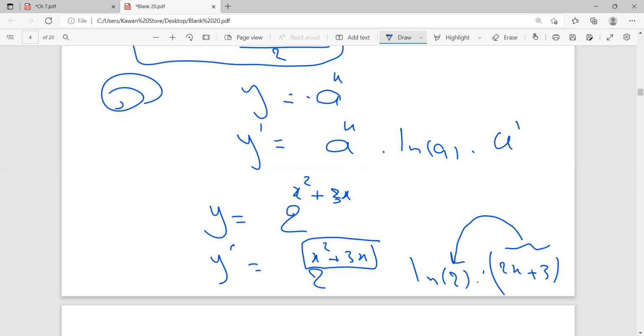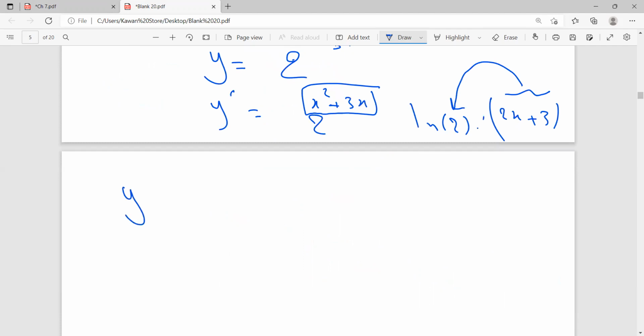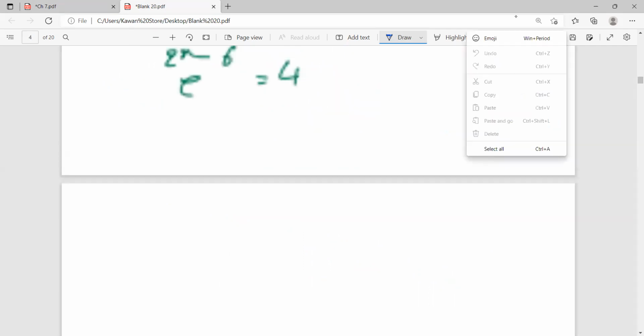That's another point. So together, y equal to a to the power u, the derivative will be what?